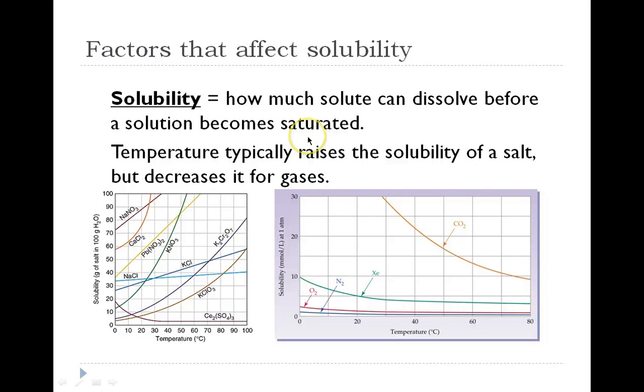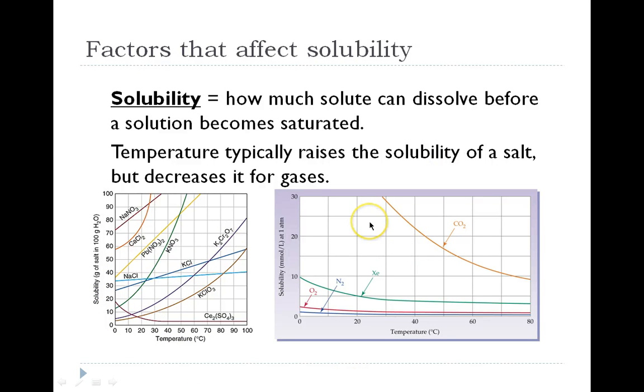Solubility is how much a salt can dissolve before a solution becomes saturated. Temperature typically raises the solubility of the salt, but it decreases it for gases. See all of these salts? When we increase the temperature, we're able to get more and more salt dissolved in our water. There are examples where salts aren't like that, and the higher the temperature you get, you're not able to dissolve more. But that's the general trend, that the higher the temperature, the more of it dissolves.